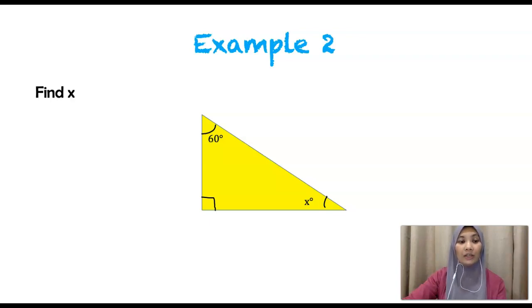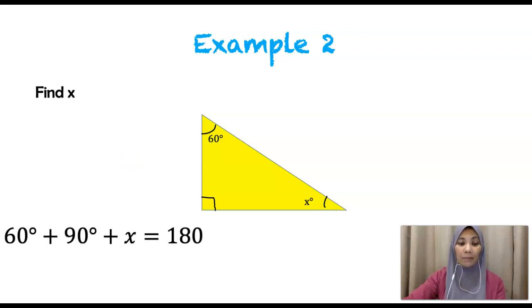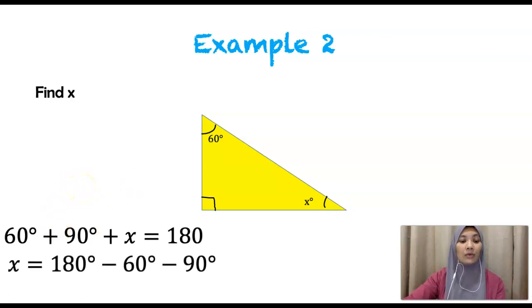Put it into an equation: 60 plus 90 plus x equals 180 degrees. Or you can put it in another way: 180 degrees, which is the total angle, then you take away 60, you take away 90, then you are left with x only. So your x equals 30 degrees.